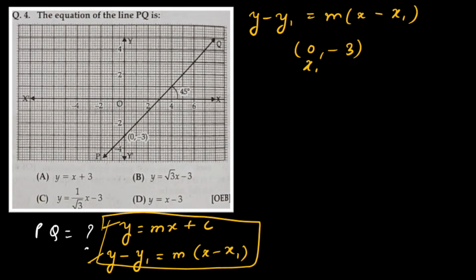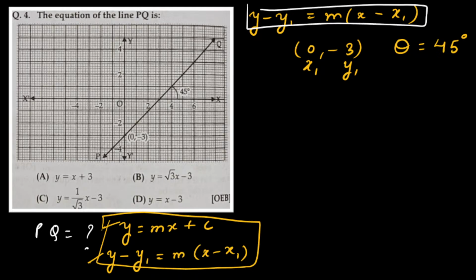So here they have given us x1 and y1. Moreover, we need m also. M means slope. Here, what is given to us? An angle is given to us. Theta is the symbol for angle, and it is given as 45 degrees. We can find the slope, because in this form we require slope also. M is there, so we can find the slope.